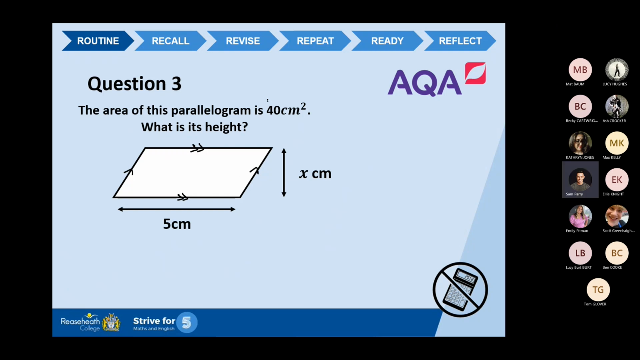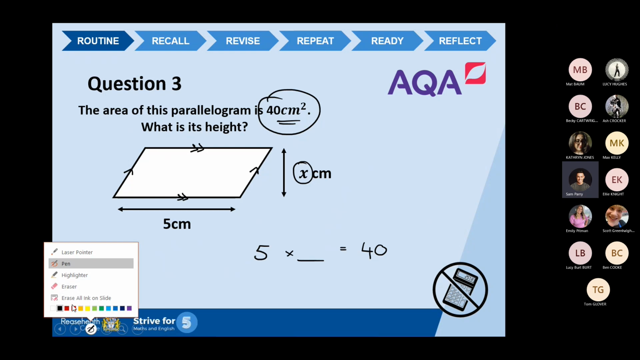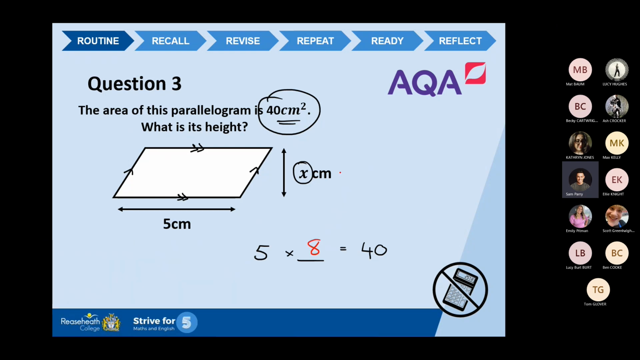Now, it says here, 40 centimeters squared is the area, okay? So I know 5 times by a number, which is the height, is going to be 40. So this comes down to my times table skills. What do we times 5 by to get up to 40? We times it by 8. So the height of this parallelogram must be 8 centimeters.